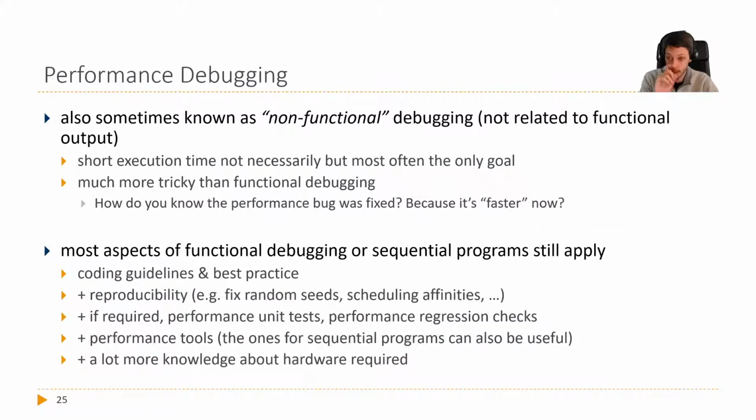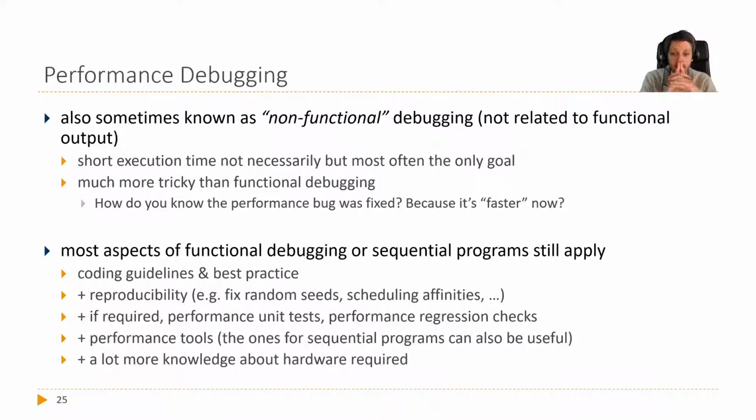Now, performance debugging, people also sometimes like to call non-functional debugging because it's not centered around the functional output, the functional usefulness of your program. It's around everything else, as in how long does it execute, how much energy does it consume, and so on. Mostly it's about execution time. It's not always only about execution time, but still that's the first class citizen in HPC and in parallel programming. So for the sake of this lecture, we're only gonna deal with execution time.